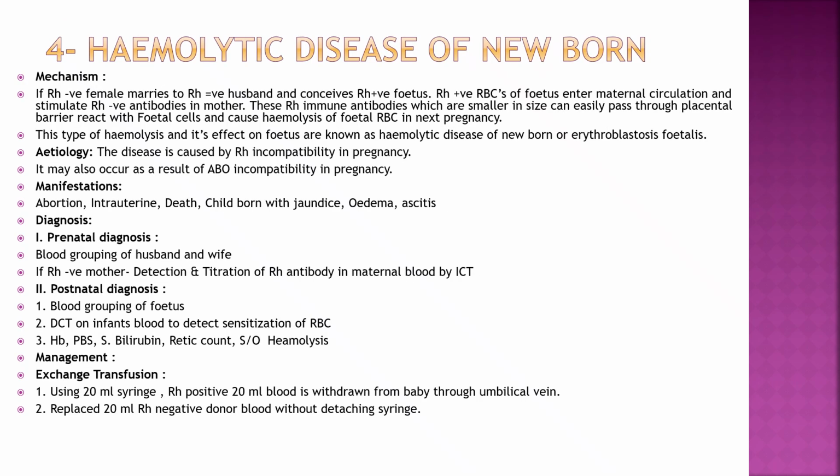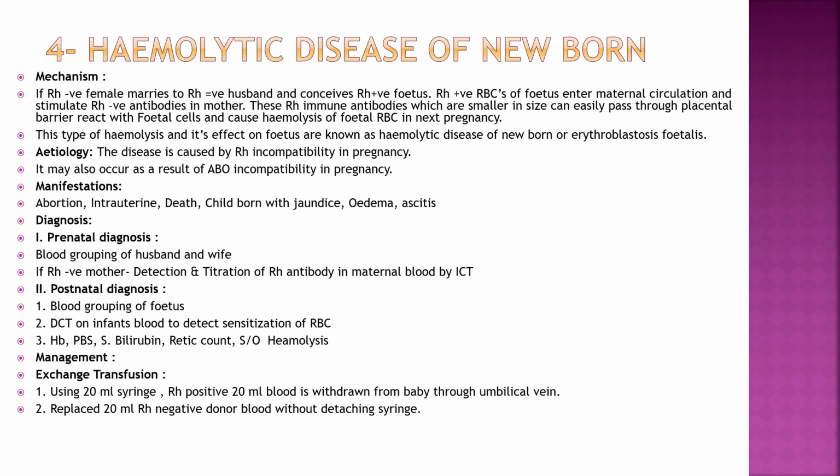Hemolytic disease of the newborn. When an Rh negative female marries an Rh positive husband and conceives an Rh positive fetus, the Rh positive RBCs of the fetus enter the maternal circulation and stimulate Rh antibodies in the mother. These are immune antibodies and can pass through the placental barrier, and the next time the mother is pregnant, they cause hemolysis of fetal RBCs. This is called hemolytic disease of the newborn. The manifestations can be abortion, intrauterine death, or a child born with jaundice, edema, and ascites.